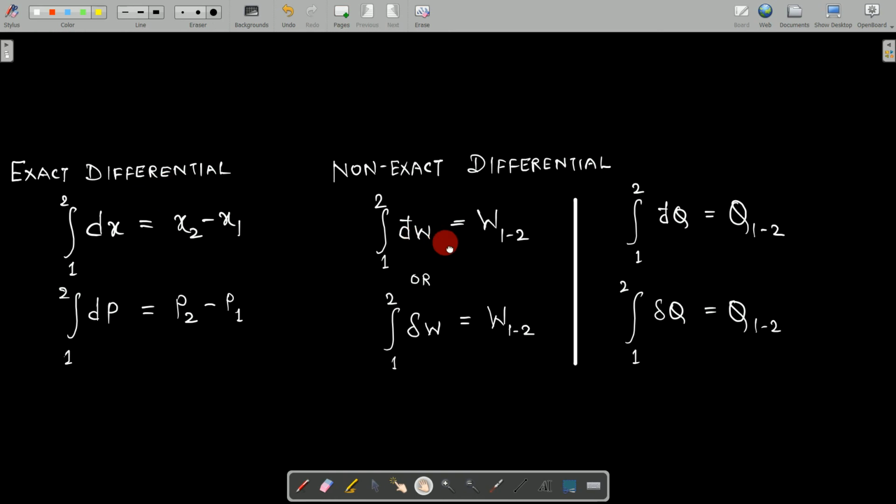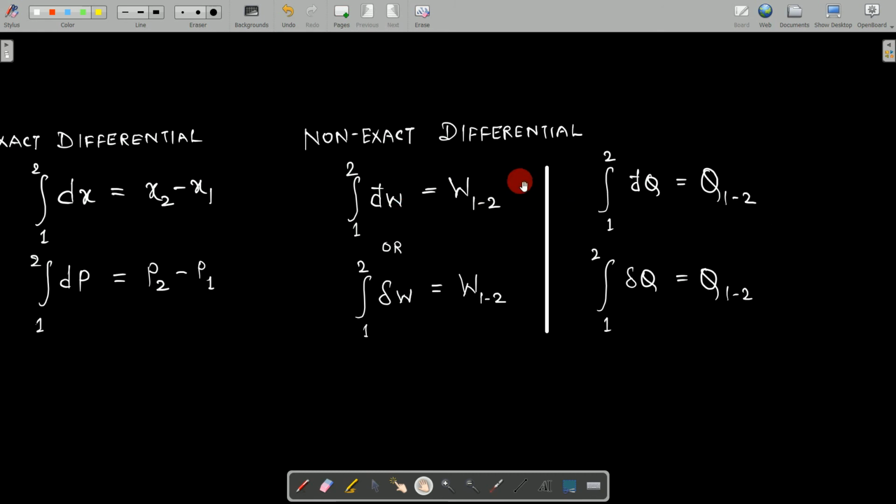On the other hand, if you are differentiating something like work or heat, in that case if you are integrating it, you cannot write the integration of δW from 1 to 2 as W2 minus W1. No, if you are writing W2 minus W1, it means that you are making this term exact, which is not possible. So you should remember that heat and work are inexact or non-exact differentials. They cannot be differentiated exactly.